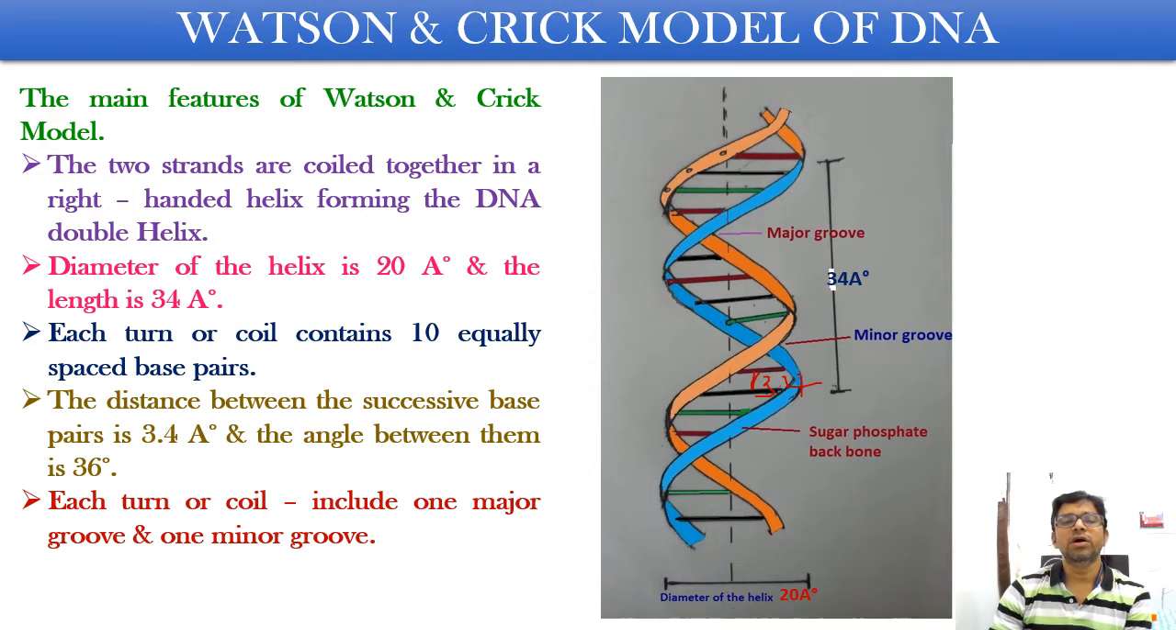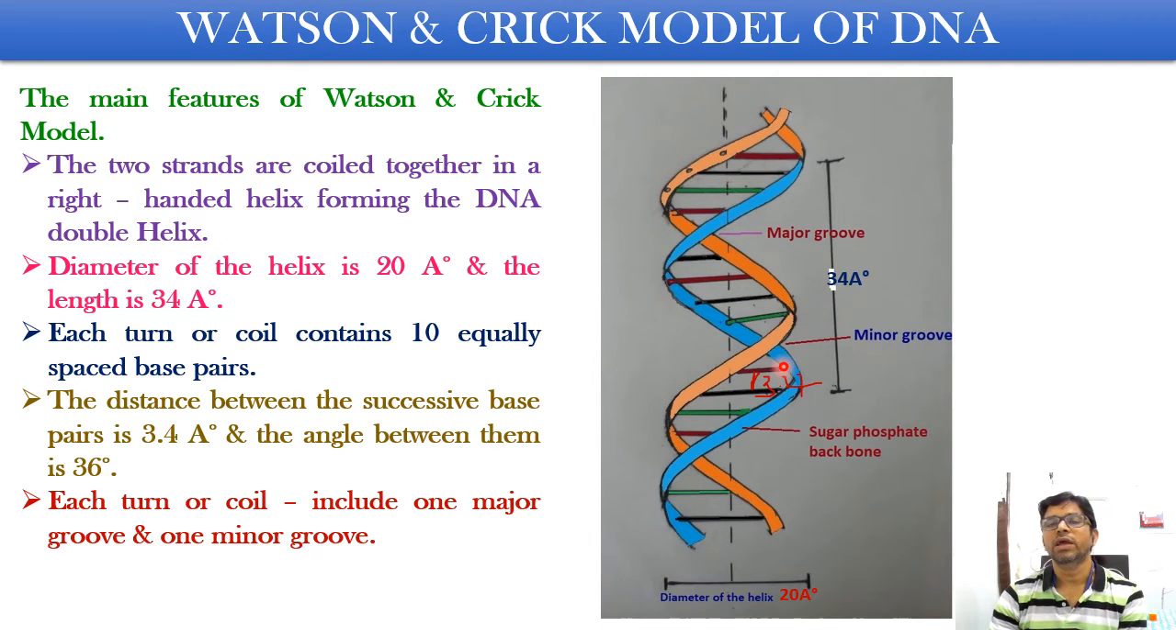Here, each turn or coil includes one major groove and one minor groove. This is the major groove from here to here, and this one is the minor groove. This is the major groove. Major groove and minor groove. Each coil or turn consists of two grooves: one is the major groove and the other is the minor groove.